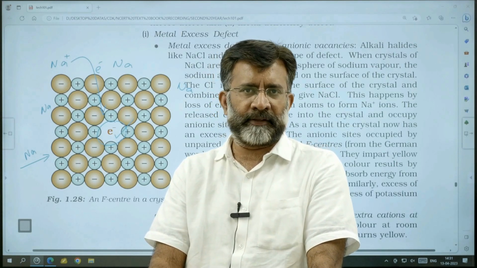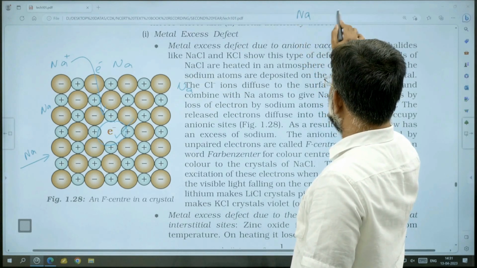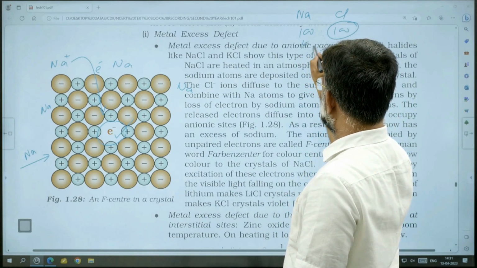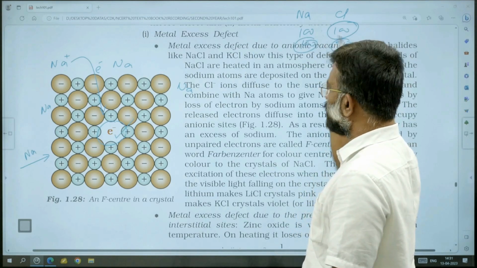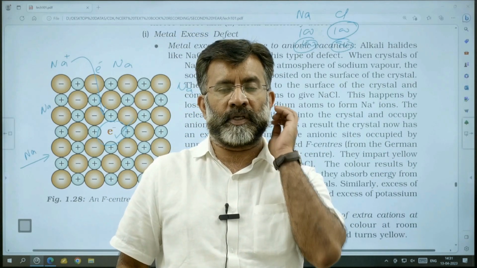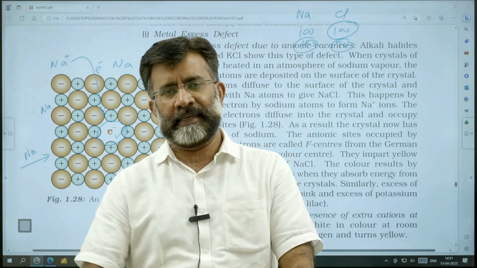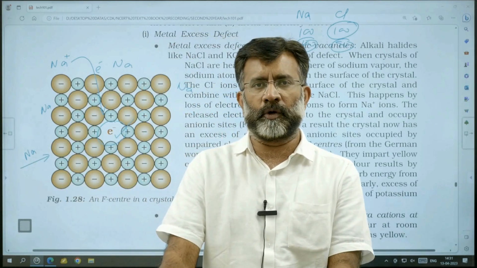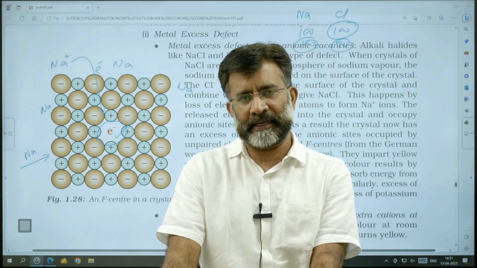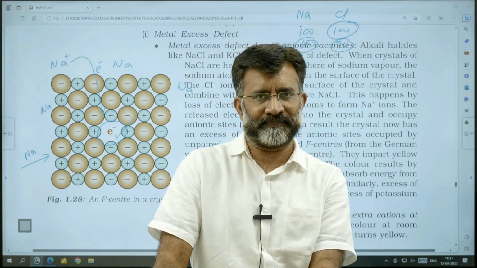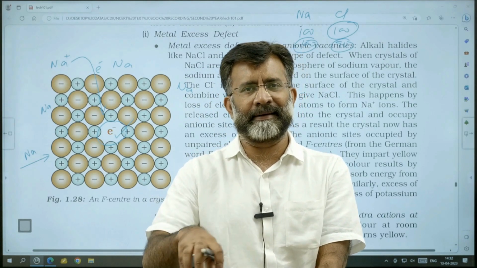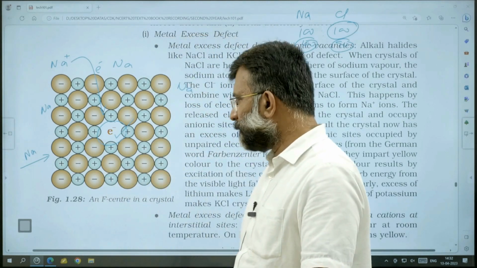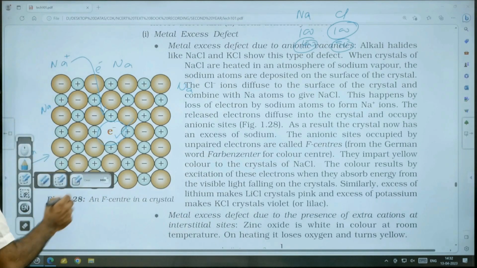Now there is metal excess defect. Earlier, suppose sodium and chlorine were 100 each. Some of the chlorine goes out. Now the new system will be 100 sodium and 90 chlorine. So it is metal excess defect due to anion vacancies, because some of the chloride migrates to the surface and that chloride missing creates a vacancy, and that creates an imbalance between sodium and chlorine numbers, and sodium becomes excess. In that anion vacancy, electrons get trapped and they act as coloring centers. We call it F center.